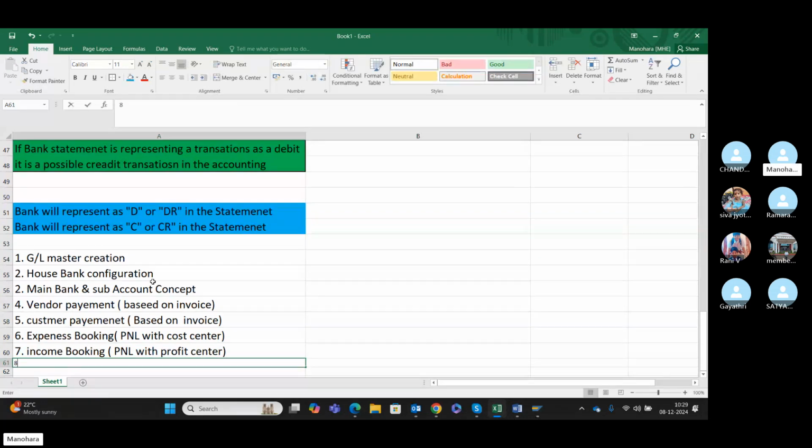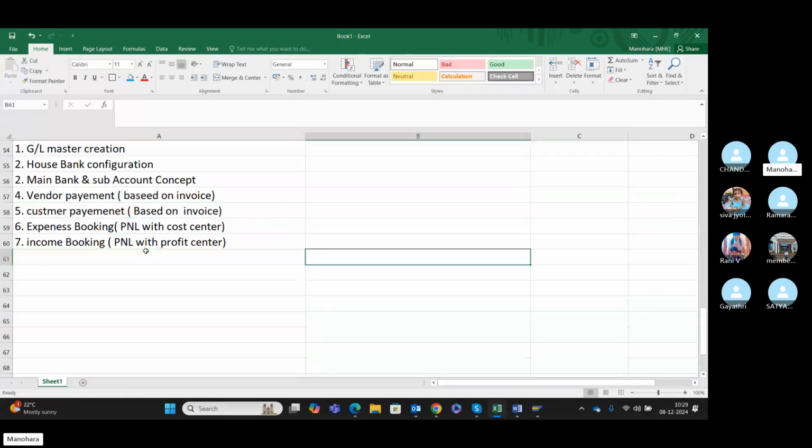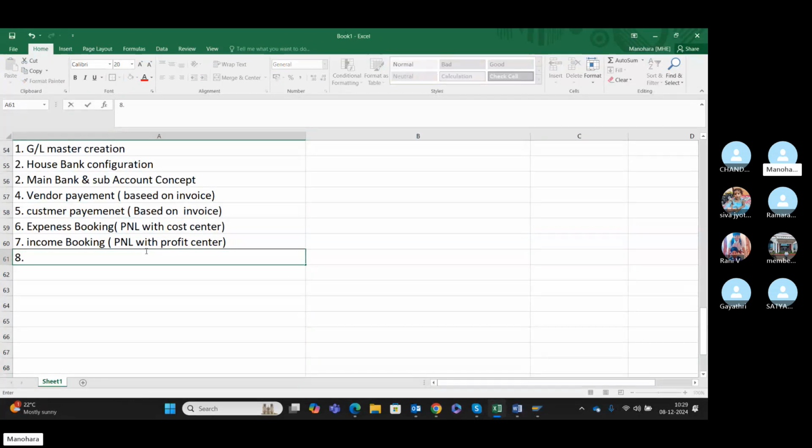Okay, eighth point. OKB9, everybody knows, right? What is OKB9? What is OKB9? Default cost center and profit center assignment. Cost center.